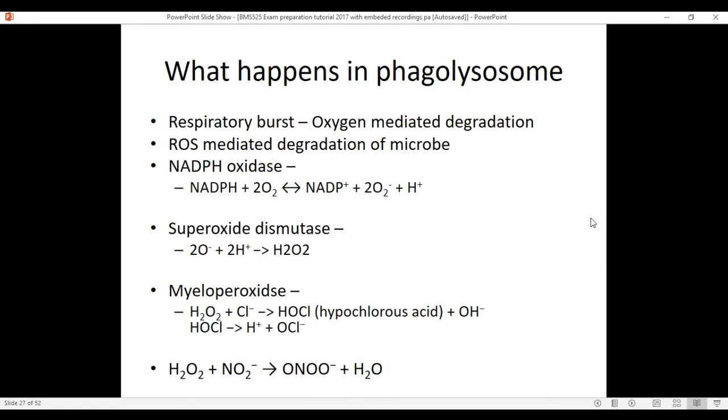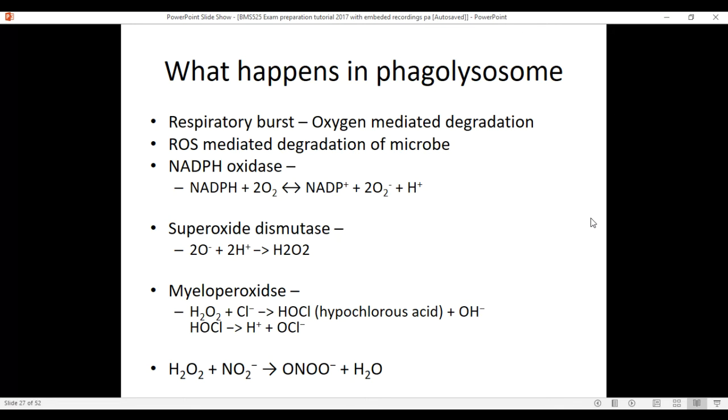And appreciate that the formation of hypochlorite ion, OCl-, is a very critical radical species that is very effective at degrading the pathogen. And also just to appreciate that you can have the formation of a nitrosyl radical species as directed here. Okay, so they're the radical species that will contribute to the degradation of the pathogen.